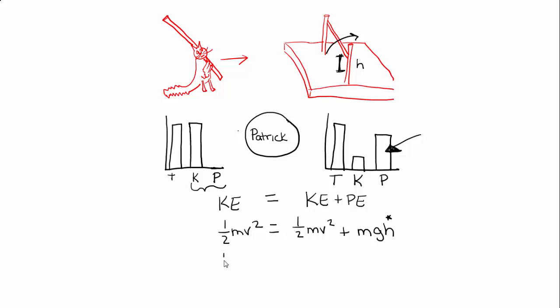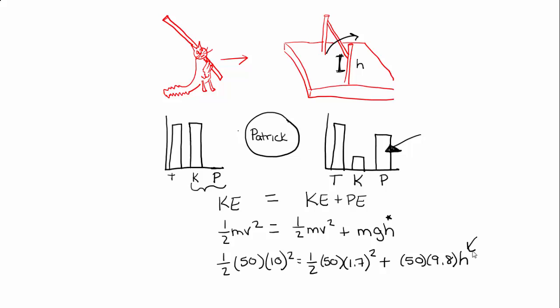If we fill in some numbers, we know that this very large cat has a mass of 50 kilograms and is traveling at a speed of 10 meters per second during the first part of his motion. And then in the second part of his motion, again, he still has a mass of 50 kilograms, but he's only traveling at a velocity of 1.7 meters per second. To this, I'm going to add the mass of Patrick, which again is 50, times gravity, which is 9.8, times his height. Again, what we're looking for.